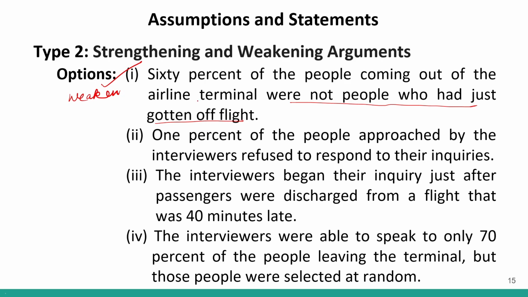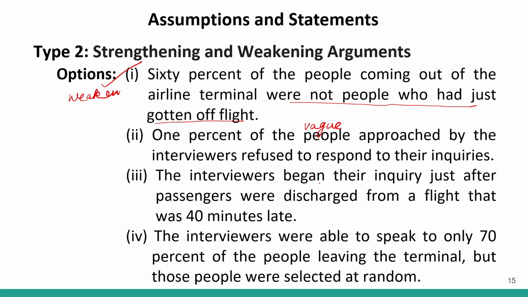How? Because if the people who are being interviewed are not people who are flying, how will that make sense? So this will definitely weaken the argument. Option number 2 says 1% of the people approached by the interviewers refused to respond to their inquiries. So this does not make sense. This is a vague statement. This neither supports nor weakens the argument.